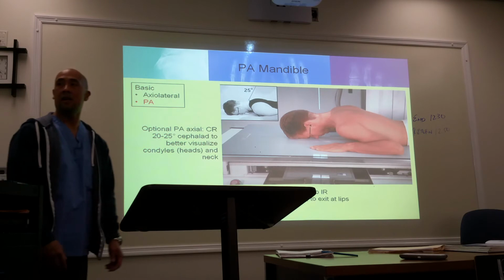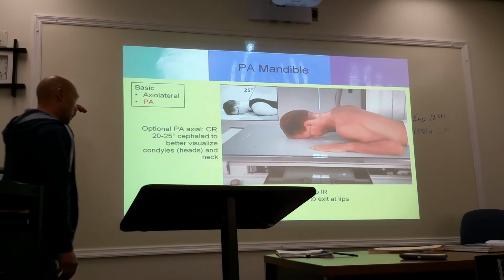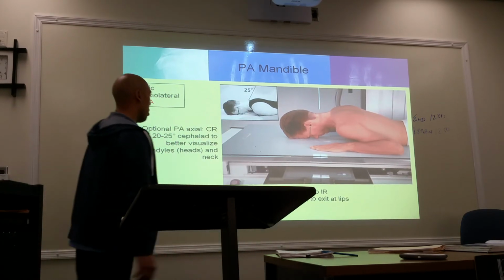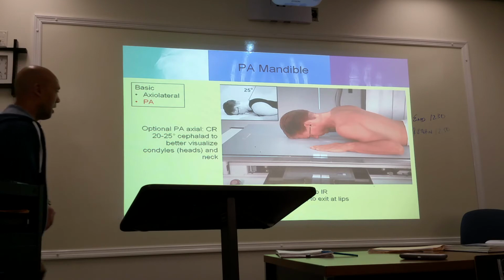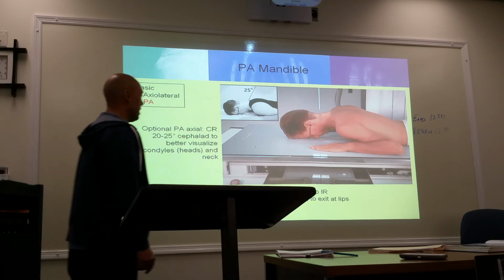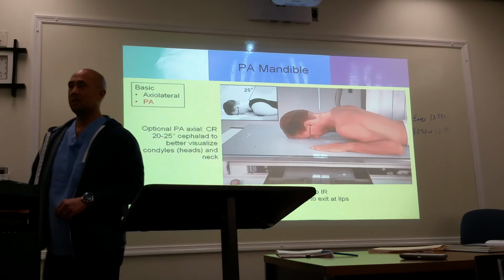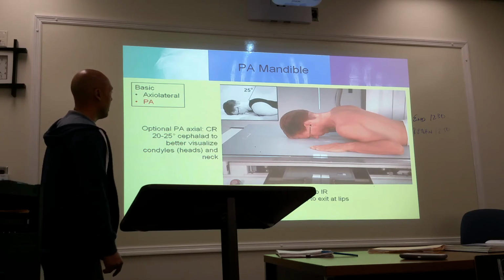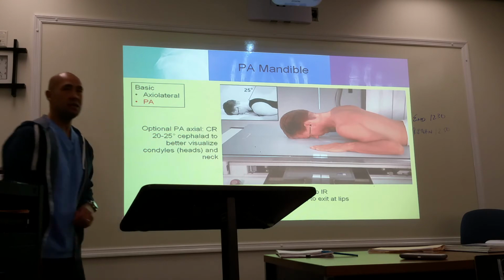Okay, PA mandible. Don't look at this. Let's look at this. PA mandible. So your OML perpendicular to the image receptor. The central ray is going to be perpendicular to the image receptor, exiting the lips. You can do a 25-degree angulation towards the head. This does help better visualize the condyles and the neck of the mandible.